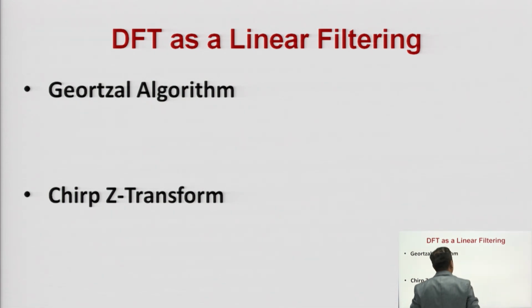Now, DFT as a linear filtering, because both DIT FFT and DIF FFT are under the divide and conquer approach. Whenever we talk about DFT as a linear filtering, you have to take only some selected values, not all the values. Then these types of applications of linear filtering will be useful, like the Goertzel algorithm and the chirp Z transform, that you can use under this category.